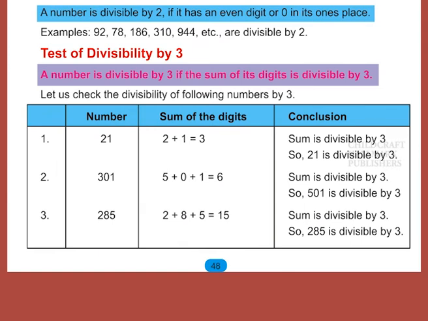Test of divisibility by 3. A number is divisible by 3 if the sum of its digits is divisible by 3. Let's check the divisibility of following numbers by 3. 21. 2 plus 1 is equal to 3. Sum is divisible by 3, so 21 is divisible by 3.